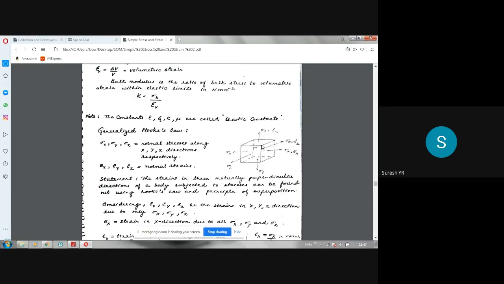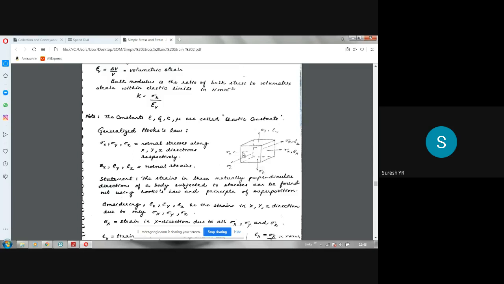So sigma x will be acting over this face. Please note, this is the area we have to consider for finding the sigma x, and this is the area, opposite face area you have to take for this sigma x. Then sigma y is acting over this area. The normal to this area, sigma y will be acting top and bottom, top face and bottom face. So this area we have to take for this sigma y.